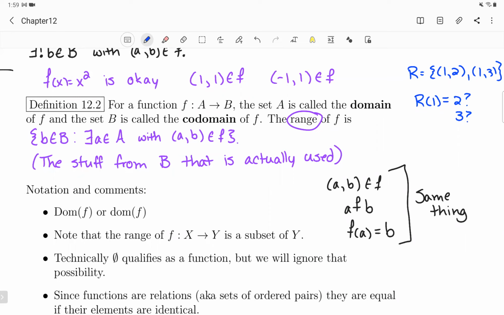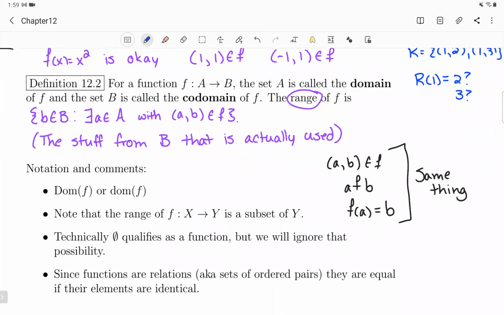All right, so just a comment. See, the range of f is a subset of the codomain, okay? So a well-defined function, you'll be able to tell at least your potential range elements. All right.